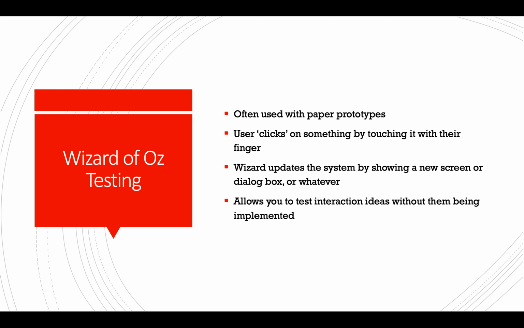And then the wizard will update the system by basically taking a new piece of paper that's got that screen on it and suddenly putting that in front of the user to show what they would see next. And this allows you to test a bunch of interaction ideas without having to implement them first.